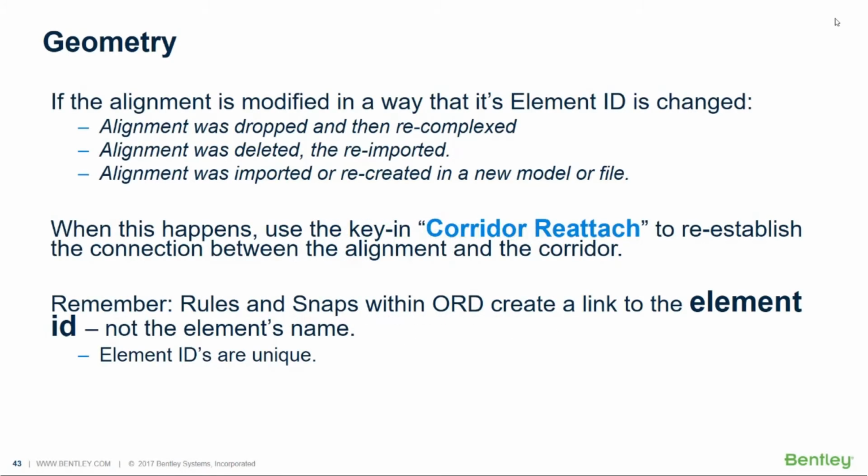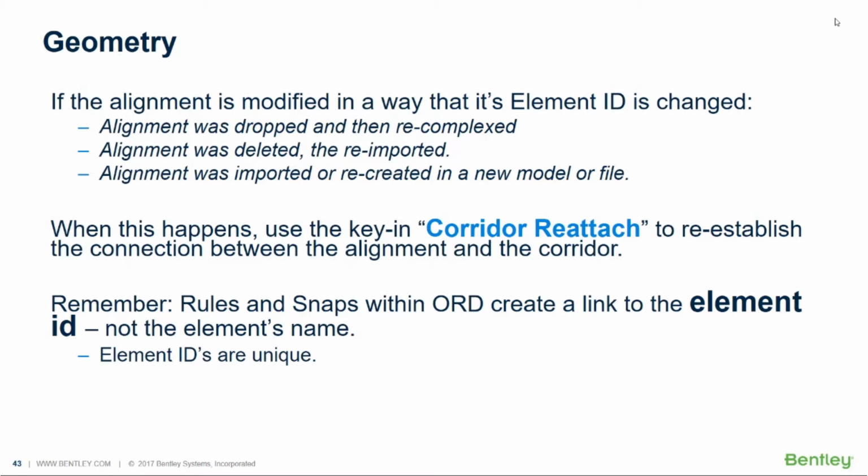Now, there is a case where the alignment can be modified in a way that its element ID is changed. Remember, rules and snaps with an ORD create a link to the element ID, not the element's name. You can put an alignment back, it can have the same name, it can be in the same place, but if it has a different element ID, then OpenRoads will not recognize it, because every element that gets created is a new element ID.